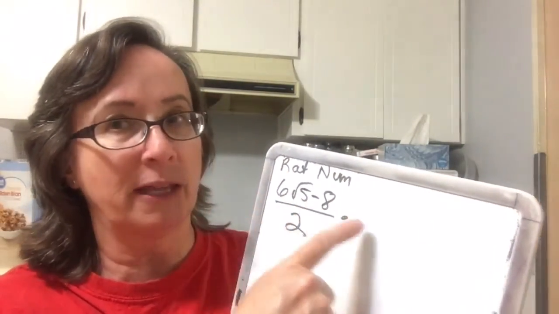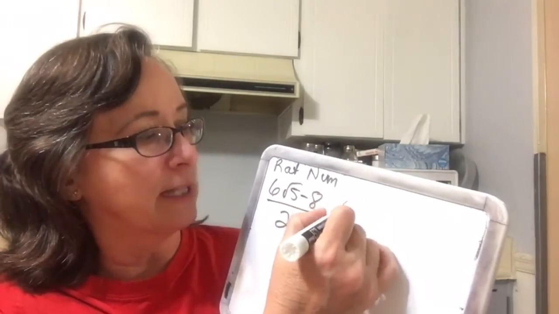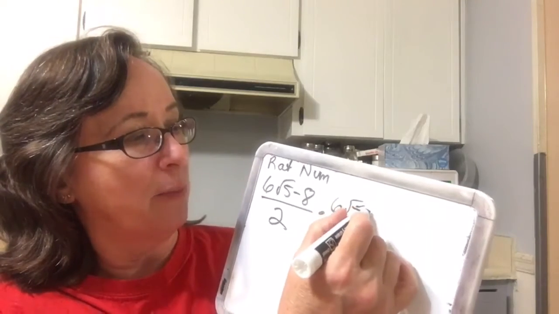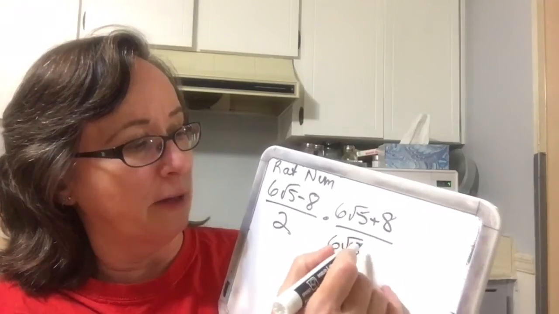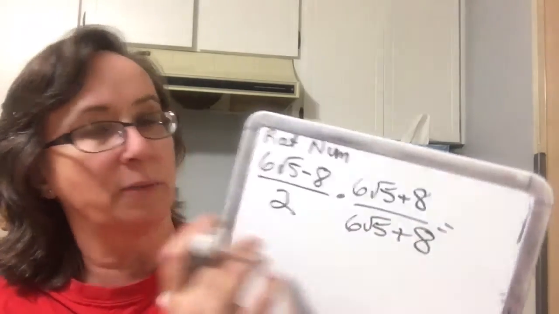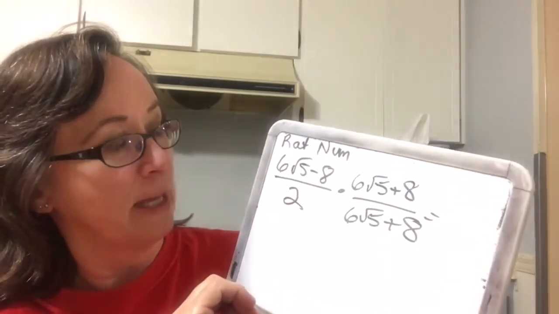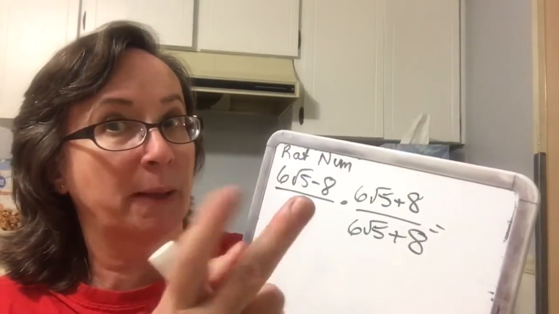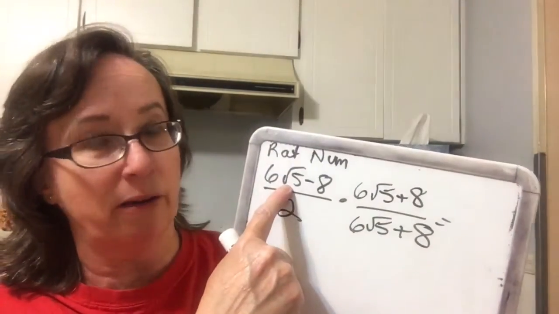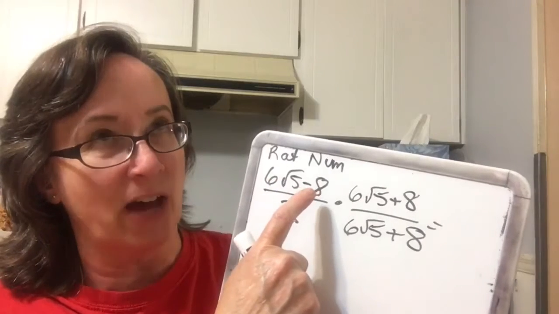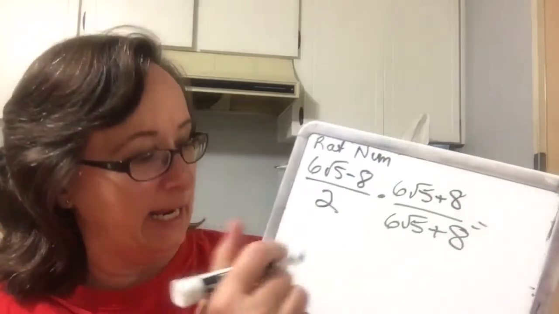Since we're trying to get rid of the radical up here, we're going to multiply by the conjugate of the numerator. So that's going to be 6 square root of 5 plus 8. We always multiply by conjugates when we have 2 terms. Remember, when we multiply by conjugates, we get a squared minus b squared. So it's going to be the first term squared, which is 36 times 5, and 36 times 5 is 180.